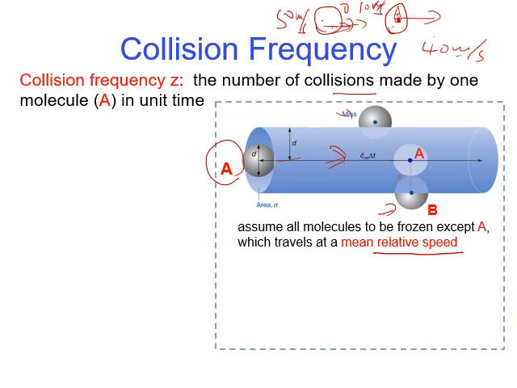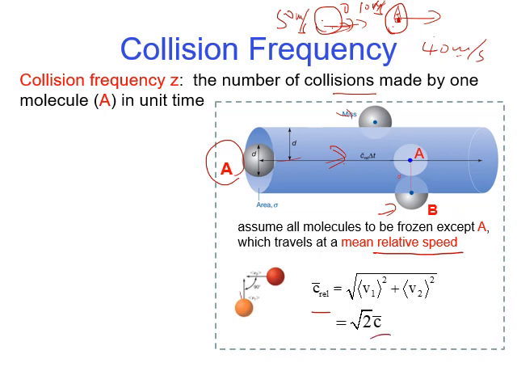All right. Now, if two molecules are moving towards each other in perpendicular directions, the relative speed can be calculated to be square root 2 times the average speed. Okay. So now let's calculate how many collisions happen if A moves at a relative speed c.